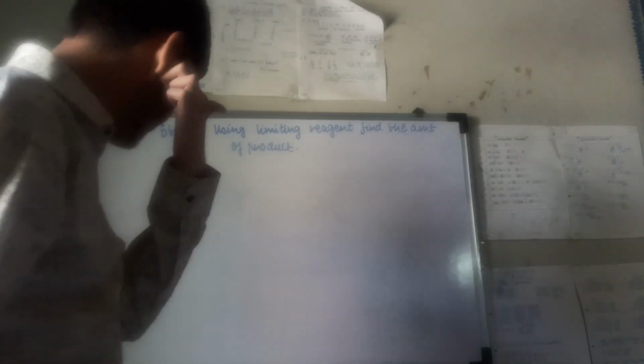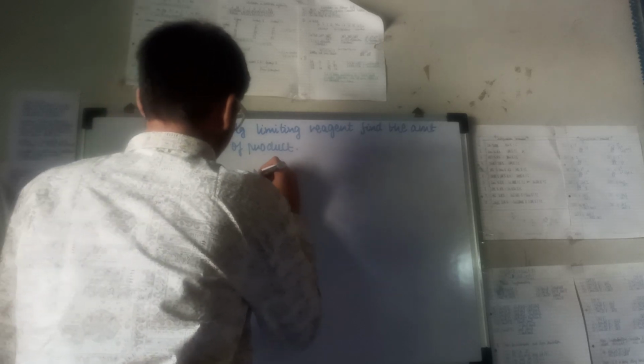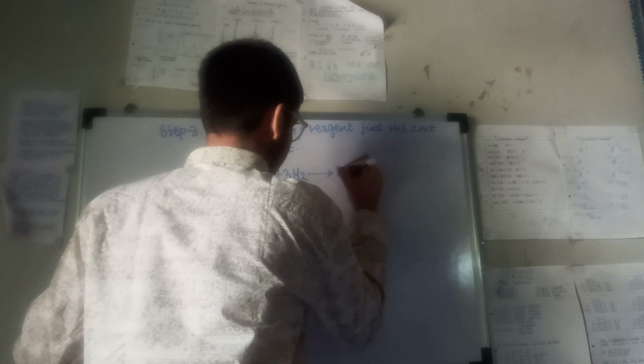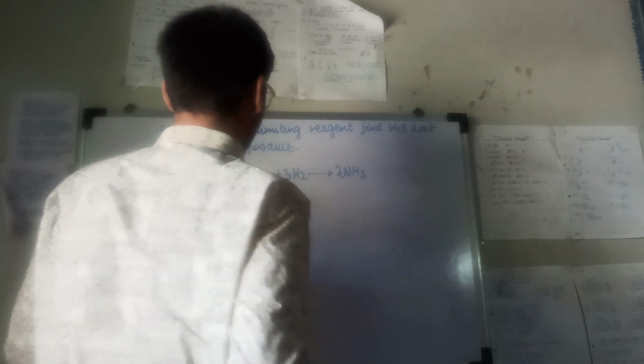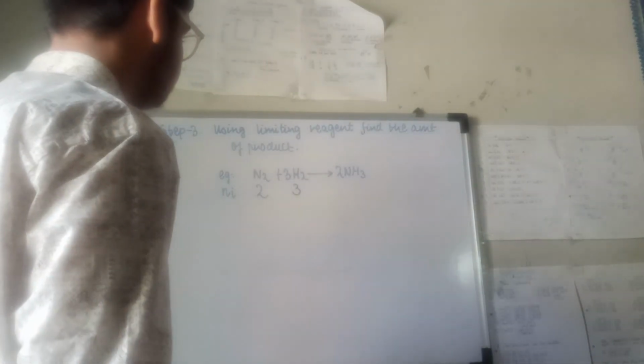So let's consider the same example of Haber cycle I am giving. Example, N2 plus 3H2 gives 2NH3. So I will give the initial moles. N2 2 moles, H2 3 moles. Okay.